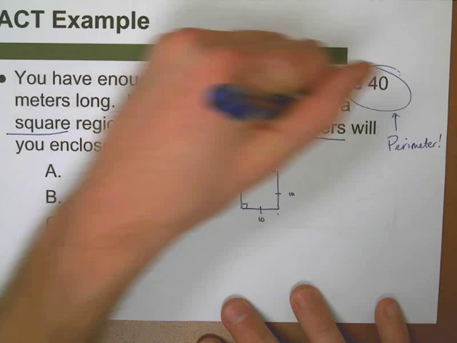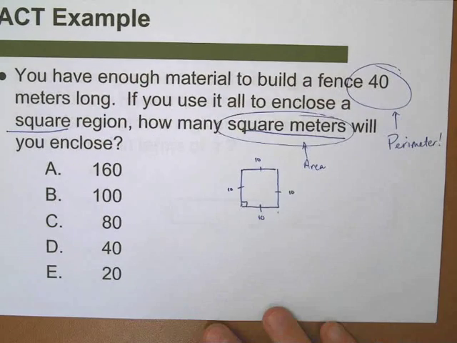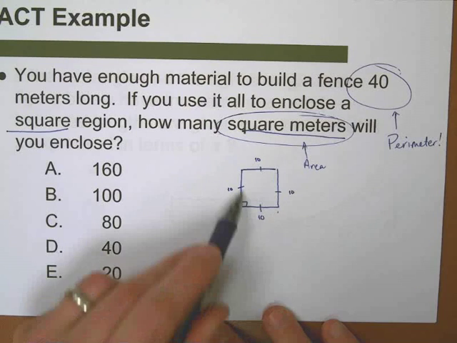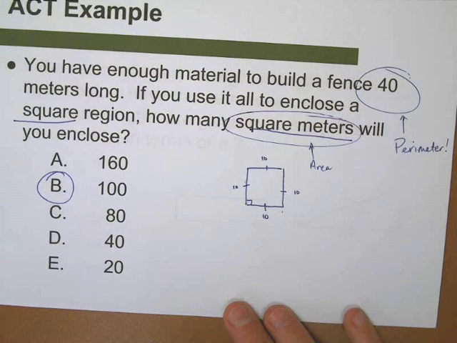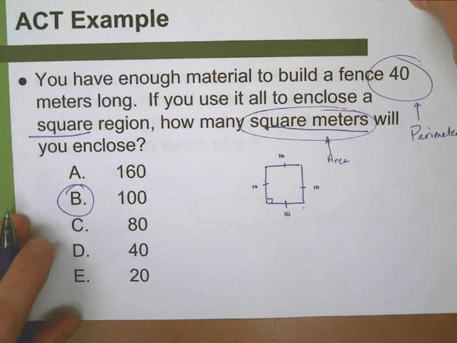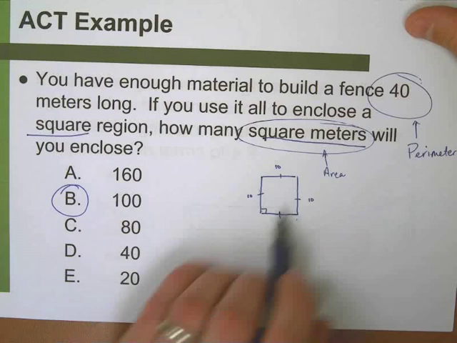Well, now we go back to, hey, what's the area? That's a hint right here. When I'm looking for square meters, it means they want me to find the area of this shape. Area for a square is just base times height, which is 10 times 10. It's 100, right? Notice, by the way, on the ACT example, I did that without any calculator.